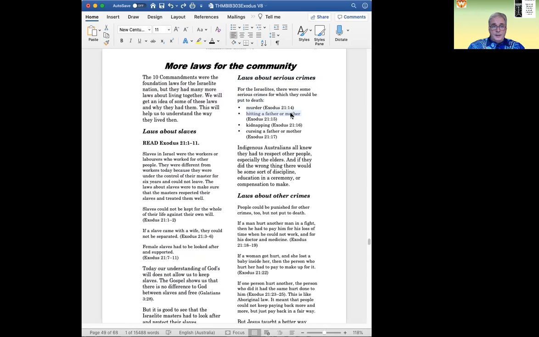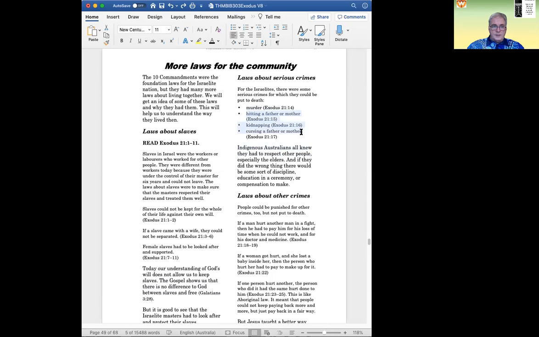Murder, hitting a parent, kidnapping, and even cursing a father or a mother. So we get those examples. And these are the laws about respecting other people. If you kill somebody, you're not respecting them.